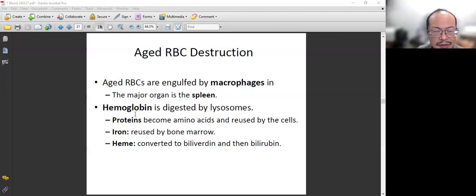Let's look at the hemoglobin. Cells contain a lot of hemoglobin. That's a major component in red blood cells. The function of the red blood cell is to carry oxygen, and hemoglobin is the component that does it. All right.